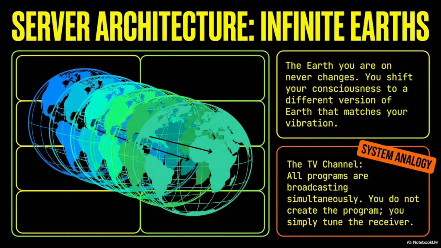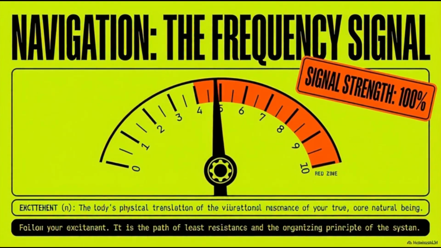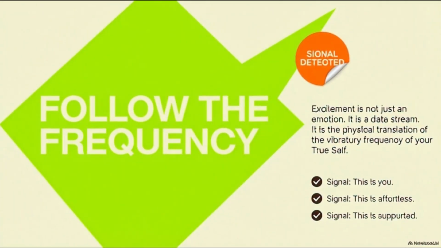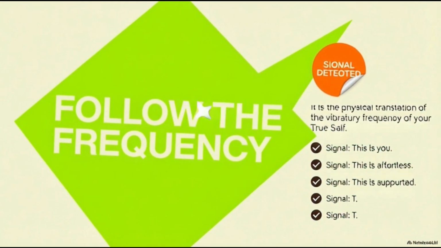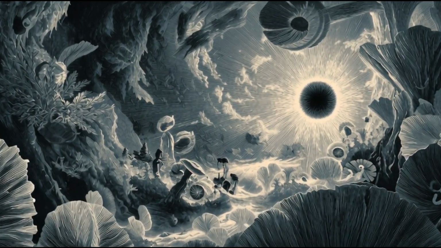Changing the channel. This shift is exactly like changing the channel on a television set. When you tune your TV to a new frequency, you see a different program, even though the original show is still running. By changing your core frequency to one of joy and passion, you align yourself with the reality frames of a completely transformed Earth.